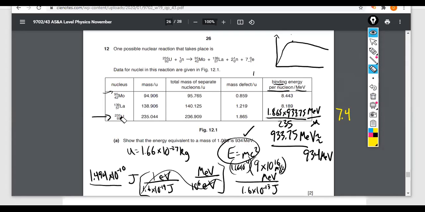So when this uranium fissions, do you see how the products, molybdenum and lanthanum, have more binding energy per nucleon than the uranium has? That means they're further up this, right? And it makes sense because they have less nucleon number. So we already know that uranium would be further down this graph. The reason why this reaction goes is because these things are more stable. So uranium would rather fission and become more stable products, or you could say the universe would rather have that happen because the universe tends towards low energy and stability. So 7.4 is the answer to that one.